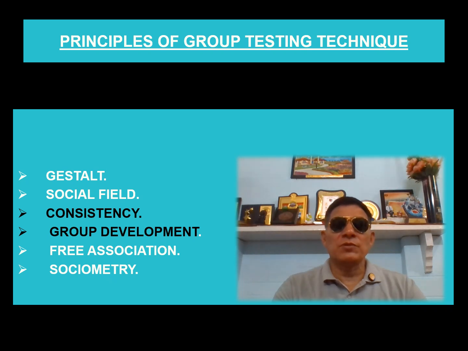Gentlemen, the principles of group testing technique. First thing that comes is Gestalt. That is, it refers to a unified whole that is perceived as greater than the sum of its individual parts. It means your overall form, what you are as a whole. So that is what is tested. Then is social field, how socially active you are, how adaptable you are with society. Then your consistency in performance and group development, how you interact with the group, free association and sociometry. That is what is checked. Let us learn about them in our subsequent slides.